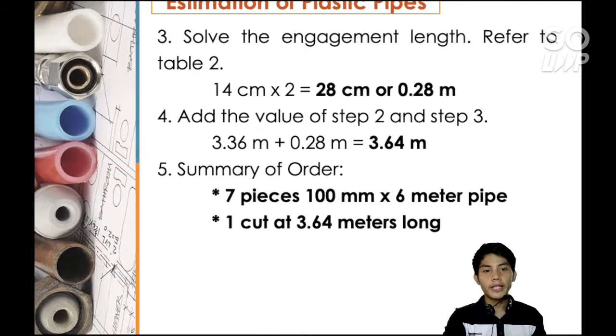So solve the engagement length. Let's refer to table 2. 14 cm times 2 equals 28 cm or 0.28 meter. Then add the values of step 2 and 3, so we have 3.64 meters. For the summary of order, we have 7 pieces of 100 millimeter by 6 meter pipe, then 1 6-meter pipe that is cut at 3.64 meters.